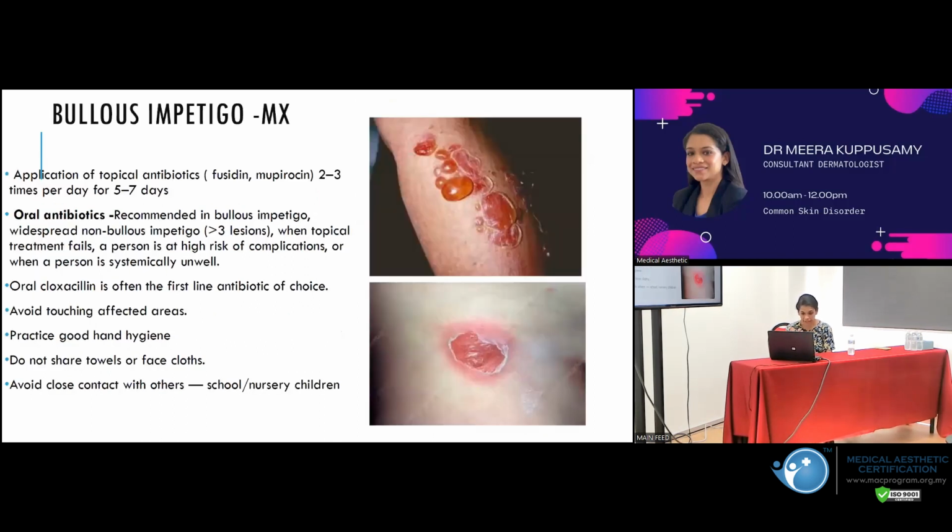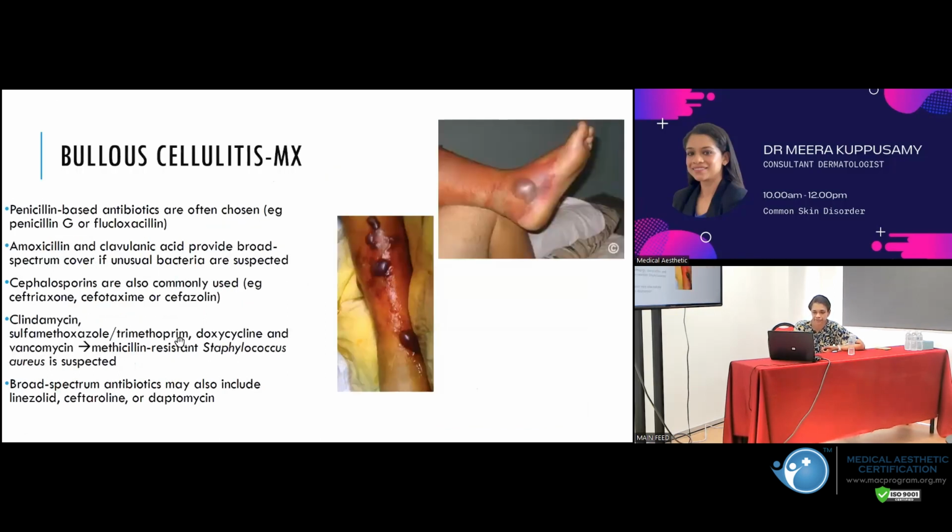Okay. Another form of blisters is bullous impetigo, right? Just now I showed you impetigo like this. When it forms bullae like this, sometimes the doctors don't know what it is. So it is generally treated with topical and oral antibiotics. Cloxacillin is the recommended one, of course, but usually we use cefuroxime or augmentin. And also some general advice: don't touch the areas, good hand hygiene, don't share towels and all that.